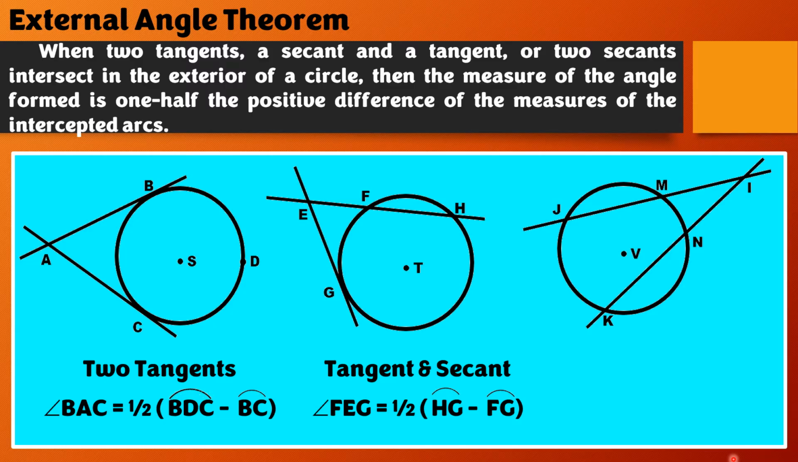And the third illustration, we have circle V. As you can see in the illustration, we have two secants, which are line JM and line KN. So here, by applying the theorem, we can say that the measure of angle MIN is equal to 1/2 times the measure of arc JK minus the measure of arc MN.